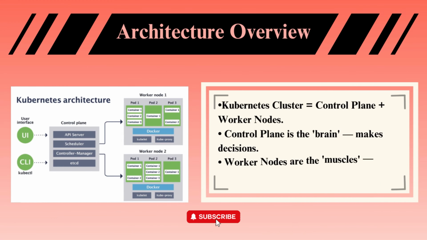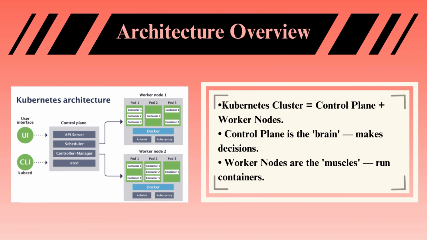Let's understand the Kubernetes architecture. It has two main parts, control plane and worker node. The control plane is the brain. It decides what to run, where to run, and how to manage it. The worker nodes are the muscle. They actually run your containers.